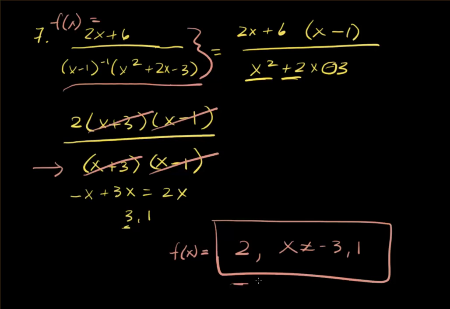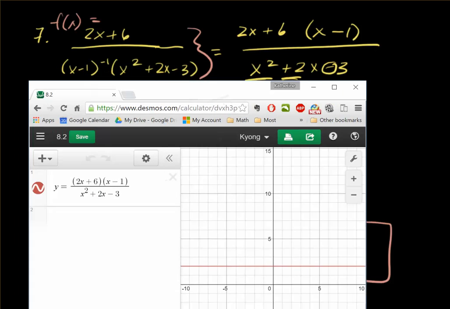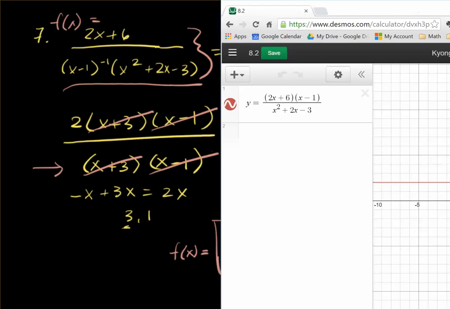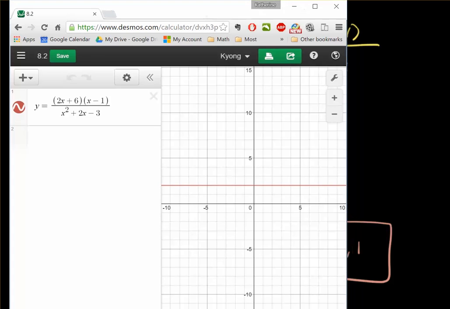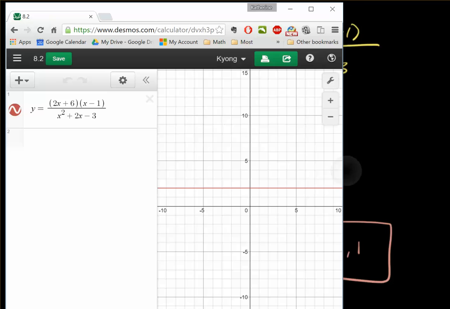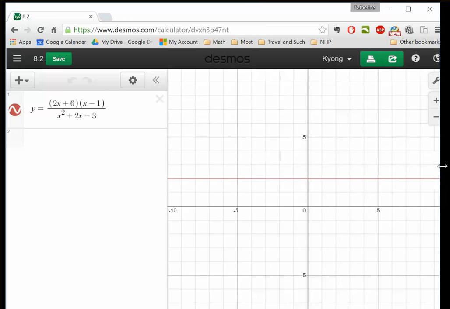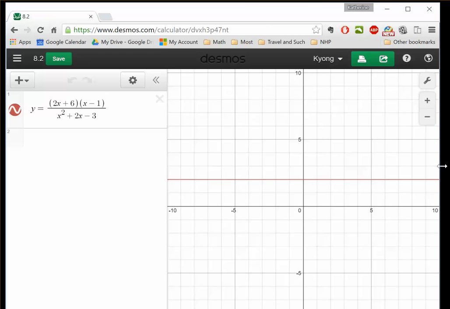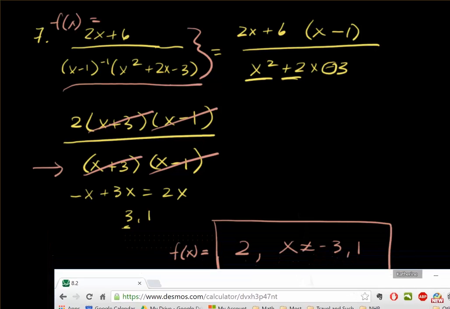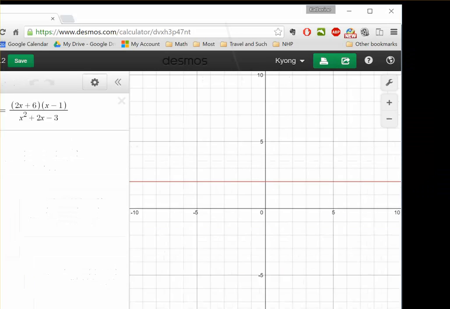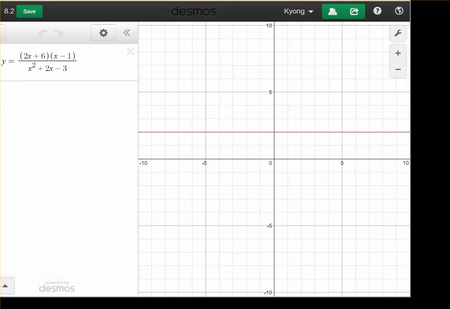So what I did was I graphed that original function, and this is what I ended up with. I ended up with a horizontal line. You can see that? Let me try to make this bigger. Yeah. You ended up with a horizontal line. Now, where were the holes? The holes were at negative 3 and 1.